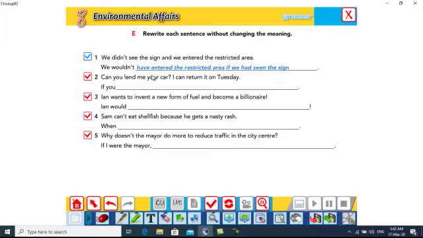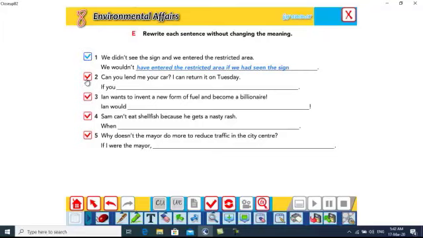I'm going to give you a chance to write the answer once more. We wouldn't have entered the restricted area if we had seen the sign. Can you lend me your car? I can return it on Tuesday. Who can answer the sentence? I want all of you to think of the answer.